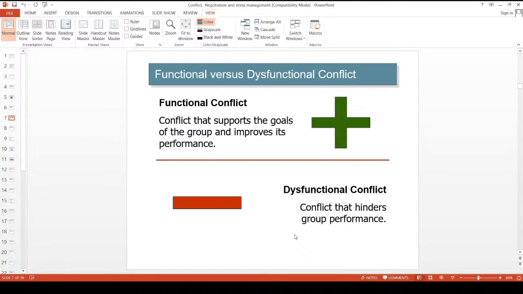The other conflict, the dysfunctional conflict, is a conflict that hinders group performance. That is not good for the organization or the group performance. So that is the viewpoint which we initially discussed as the traditional viewpoint of conflict. So let's discuss what differentiates functional from dysfunctional conflict.